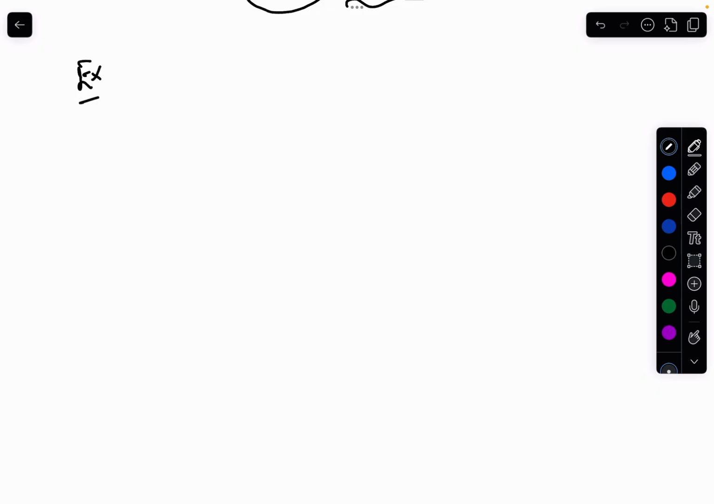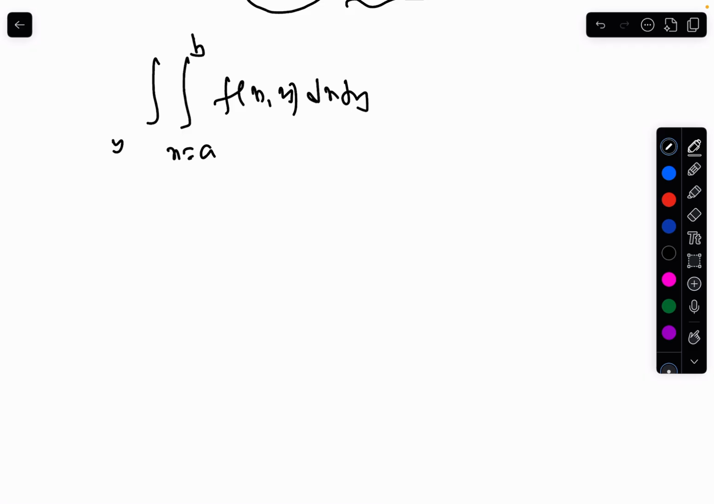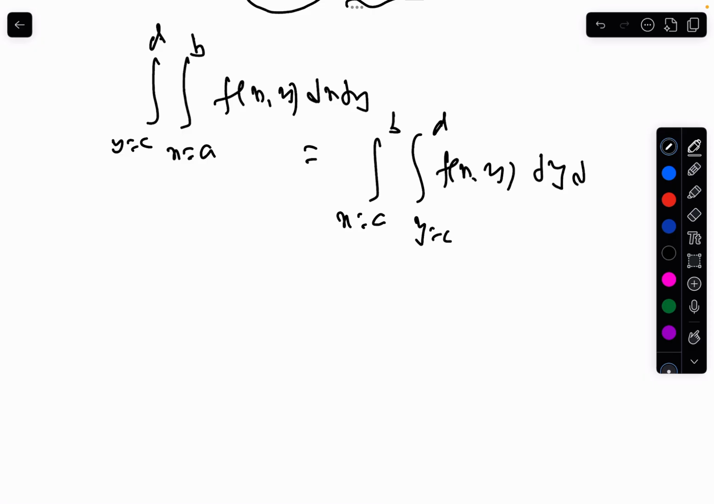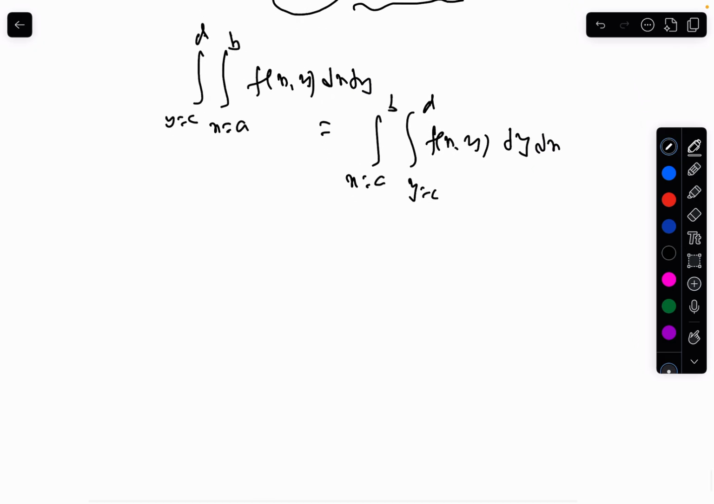So first we take the kind of examples where we have the double integration of f(x, y) dx dy and the limits are constants. Say, suppose x is from a to b and y is from c to d. This is the same as y from c to d, x from a to b, f(x, y) dy dx also.